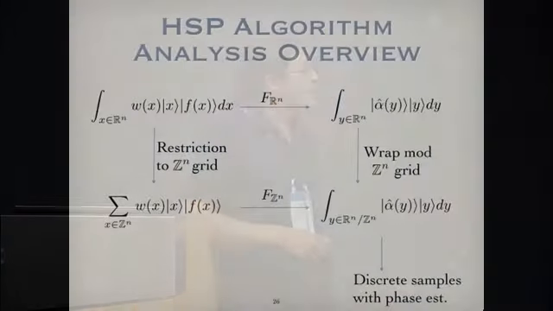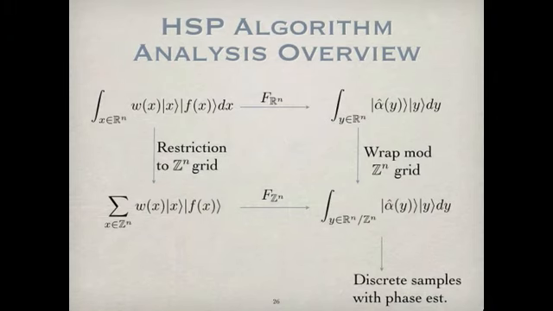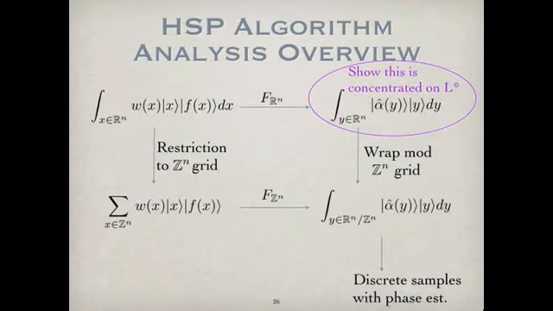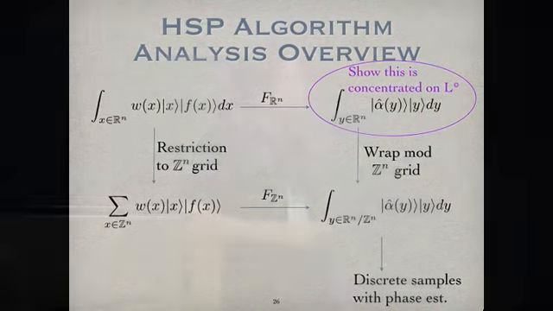And so we end up getting some commutative diagram, where this is what I drew on the previous slide. If you had started here and you get over to here, you want to try and analyze that. There you want to try and show that this thing is concentrated on L star. And then you want to discretize stuff. So you actually only want to evaluate your function on a grid.